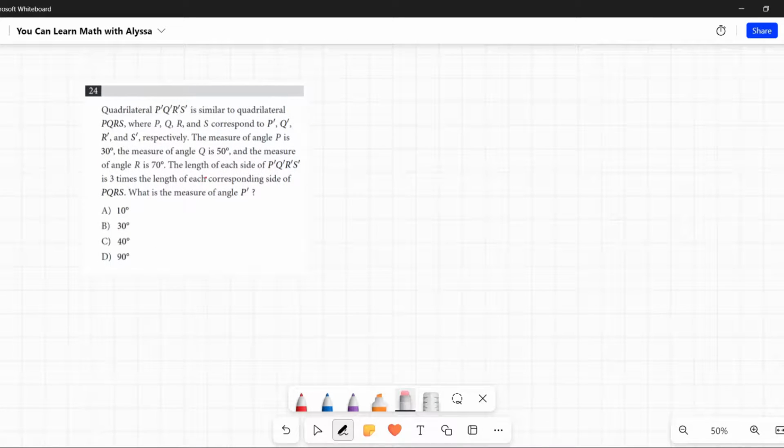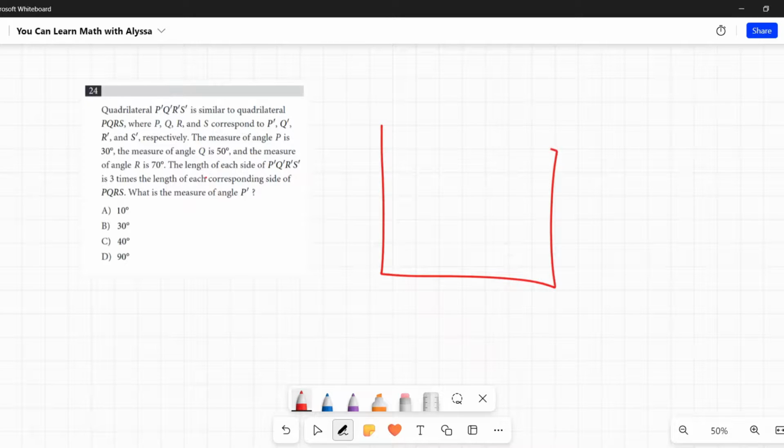Quadrilateral P'Q'R'S' is similar to quadrilateral PQRS, where P, Q, R, and S correspond to P prime, Q prime, R prime, and S prime, respectively. Now, before I go any further, before I get into what these angles are, I am just going to draw a quadrilateral. I know it's not going to be right. It's not going to be to scale, but it's going to help me visualize what's going on here. And that's an awful one. Let's go.